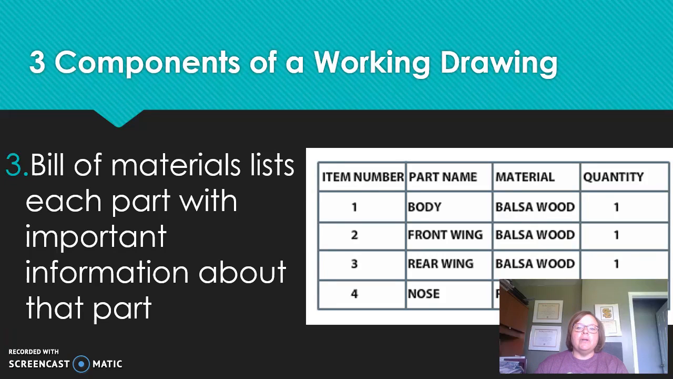And the third component of that working drawing is going to be a bill of materials, and it's going to list each part. So here are the numbers of the parts and important information about each one. For example, in this airplane, everything's made out of balsa wood. There's 1 body part, 1 front wing, 1 rear wing, and 1 nose in this example.